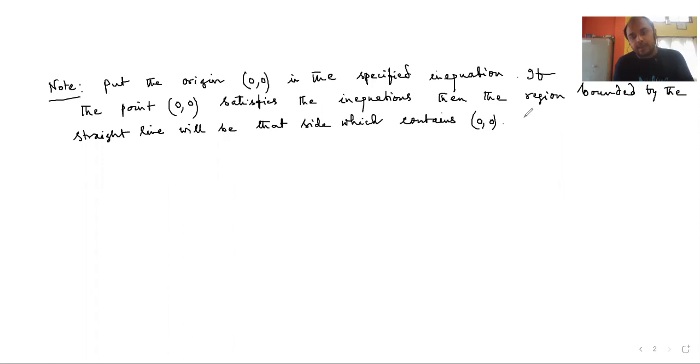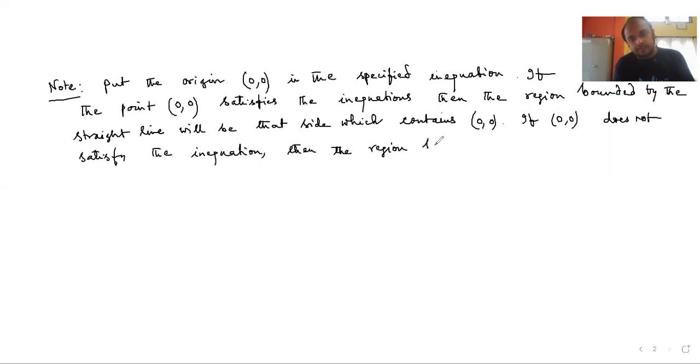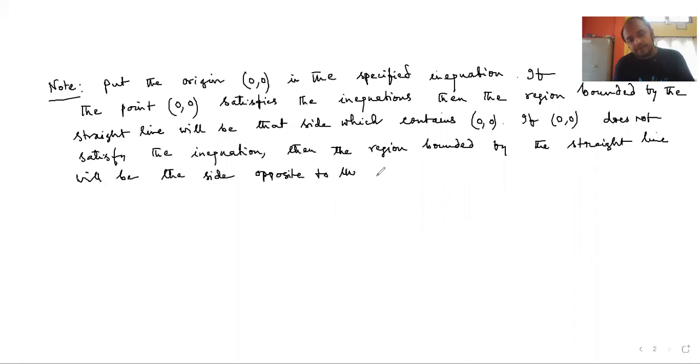If 0, 0 does not satisfy the inequation, then the region bounded by the straight line will be the side opposite to the side containing the origin.